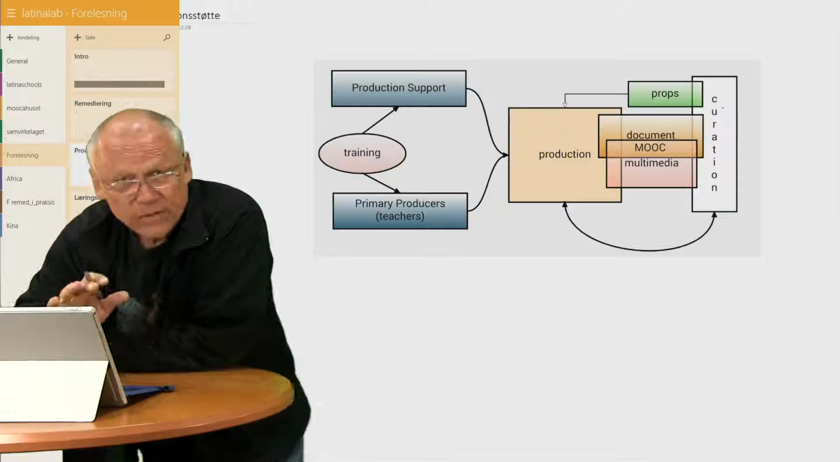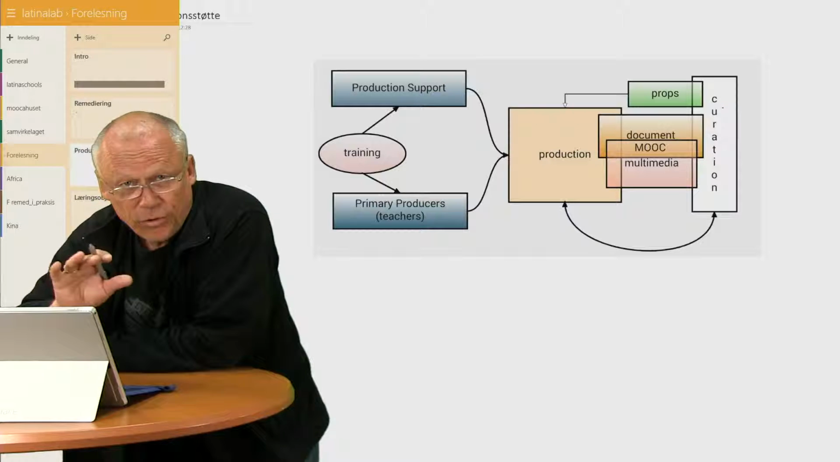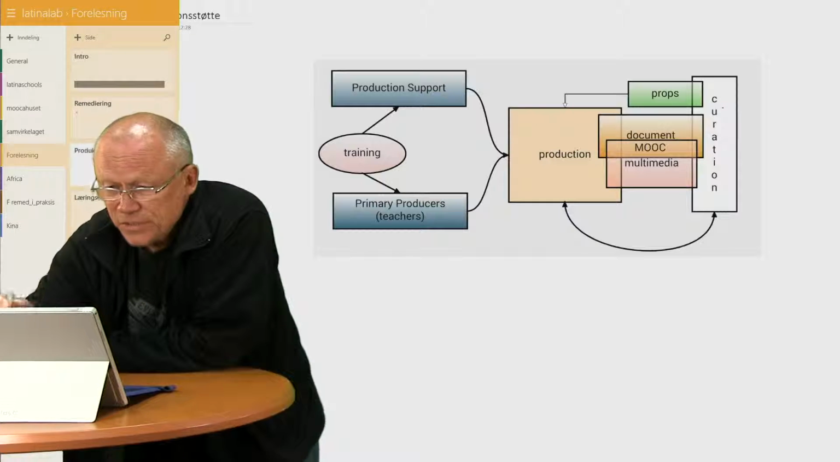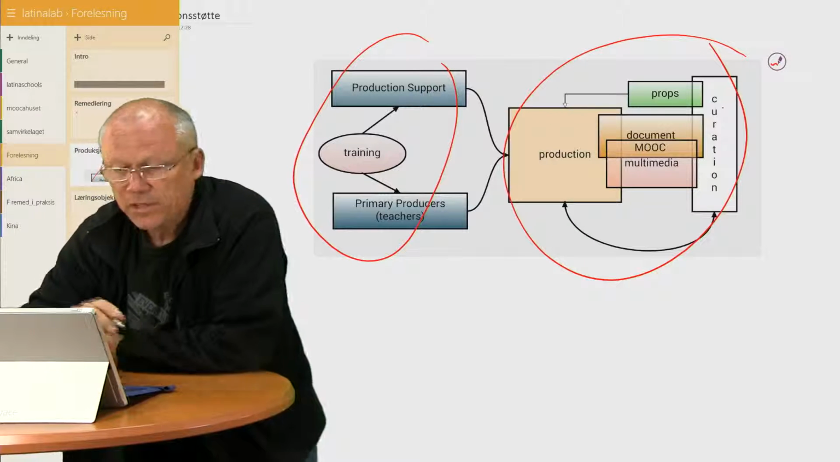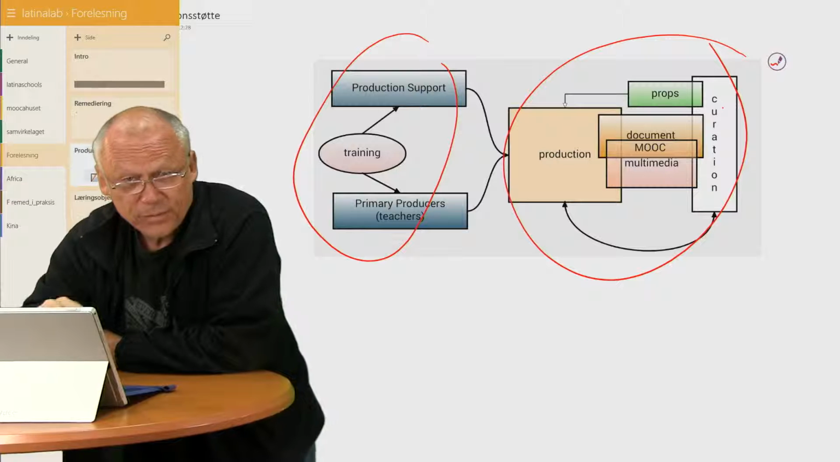So we come back to the production model that sort of defines the 2 aspects: producing and handling the material and training people to do it.